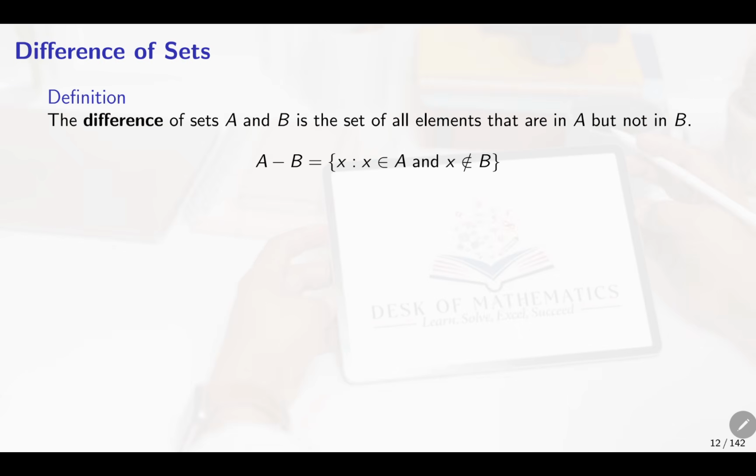Okay, so now what's the difference of the two sets A and B? If we have the sets A and B, the difference of the two sets is taking the elements of A which are not in B.